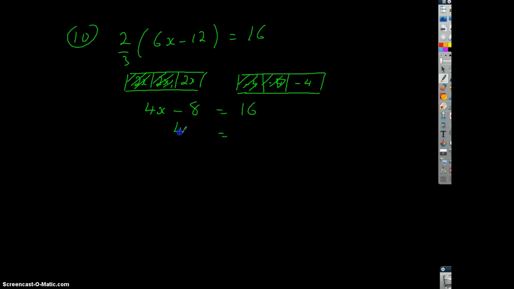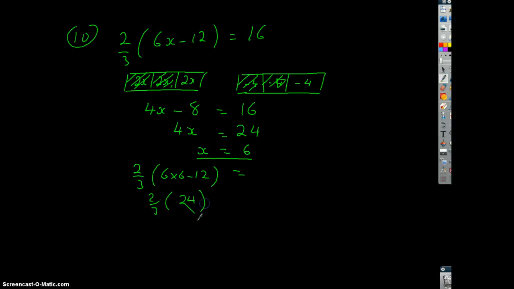And let's add 8 to both sides, is 24. 4 times what equals 24, x must equal 6. Definitely going to check this one out. 2/3, 6 times 6 minus 12. Okay, 6 times 6 is 36. 36 minus 12 is 24. And 2/3 of 24, again, we could split that up if we wanted, so I think I just might. 8, 8, and 8. 8, 16, 24, yes, and 2/3 of that is 16, which is what the original equation said.